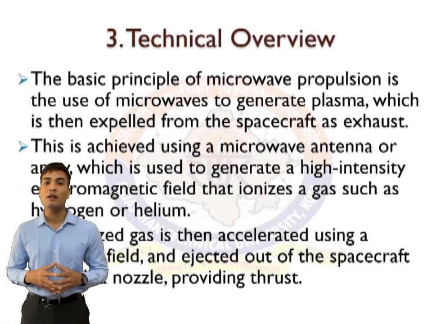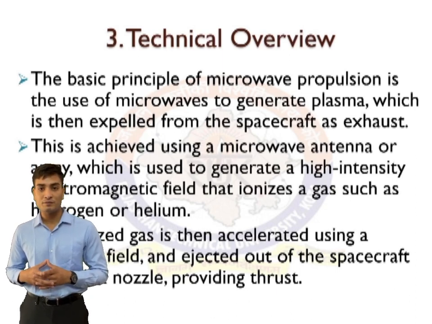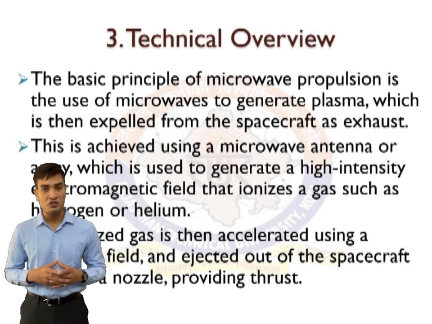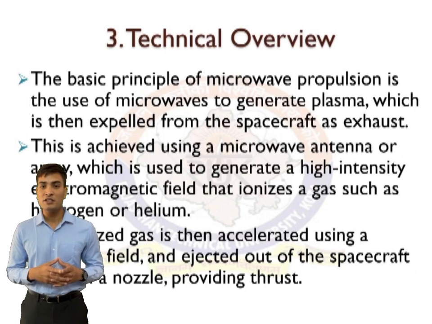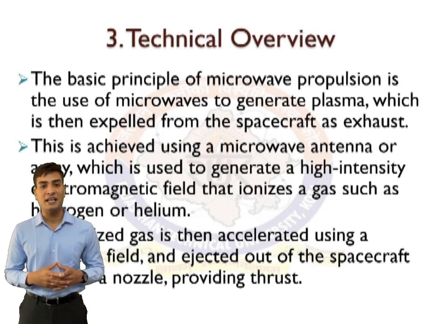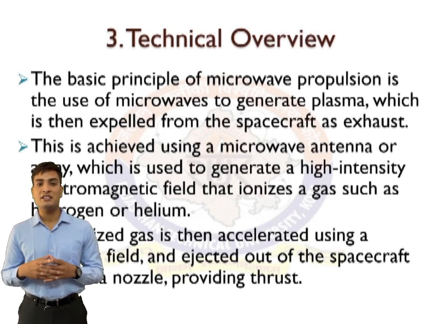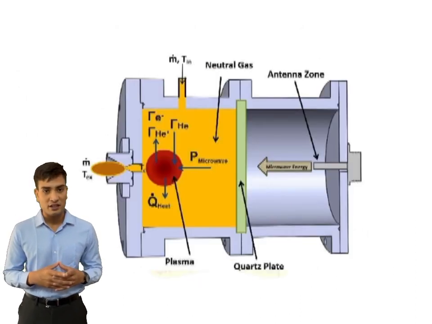The basic principle of microwave propulsion is the use of microwaves to generate plasma, which is expelled from the spacecraft as an exhaust. This is achieved by using a microwave antenna or array, which generates a high intensity electromagnetic field that ionizes a gas such as hydrogen or helium. The ionized gas is accelerated using a magnetic field and ejected out from the spacecraft through a nozzle, providing thrust.